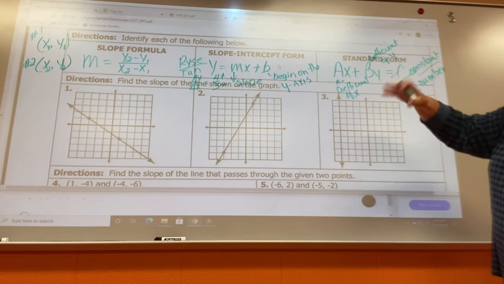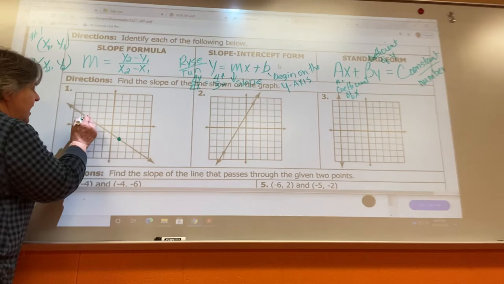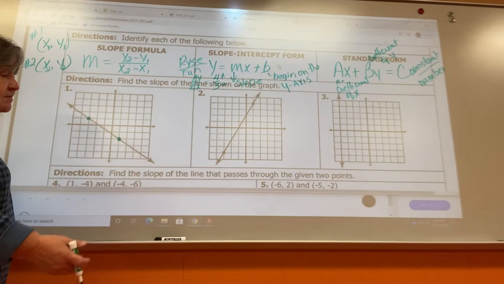So it would be like 4/3 or something like that. And then I would count, and I would rise, and then I would run, because your slope is rise for the y and run for the horizontal line or the x-axis.